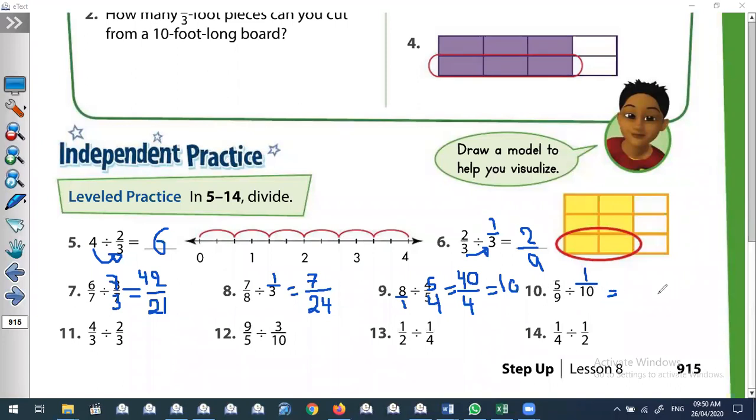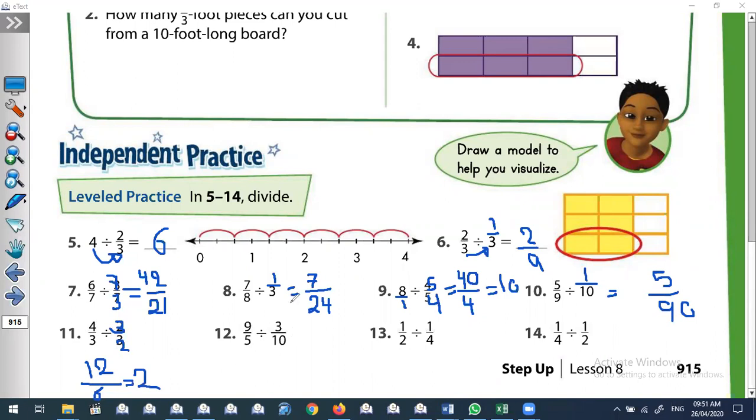Now multiply. 5 by 1 is 5. 9 by 10 is 90. The next one, we are going to flip. 2 over 3 will be 3 over 2. Now multiply. 4 by 3 is 12. 3 by 2 is 6. 12 over 6 is 2.